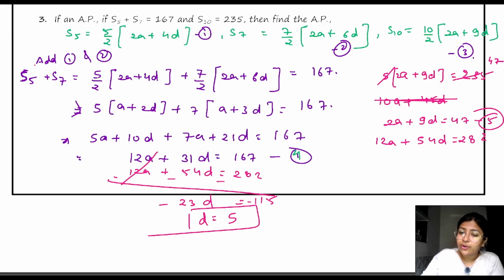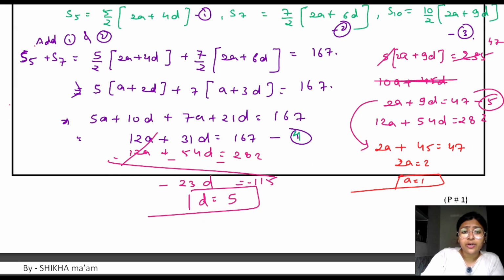Now we can find out the value of a by putting in any of the equations. Yes. So we are putting the value of d in equation number 5. If you put the value of d in equation 5, you will have 2a plus 9 5s are 45 is equal to 47. So 2a is equal to 2. The value of a is 1.